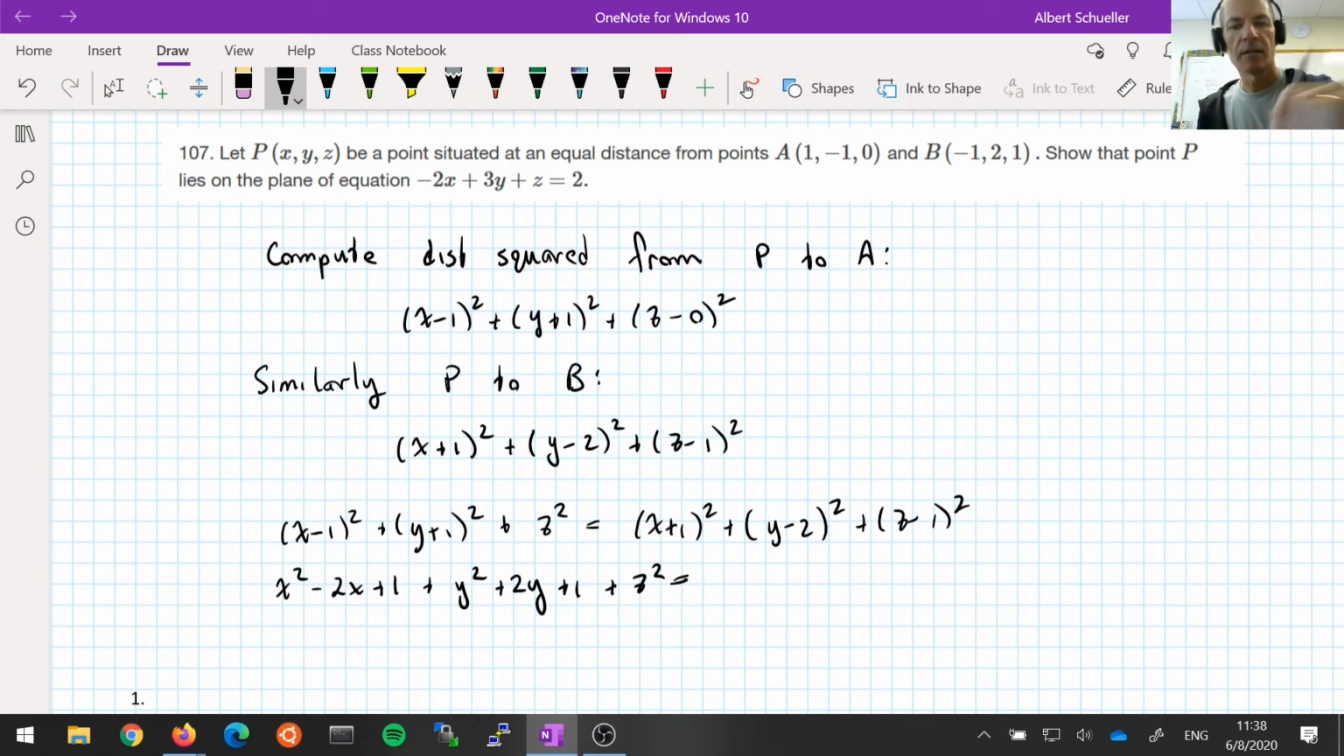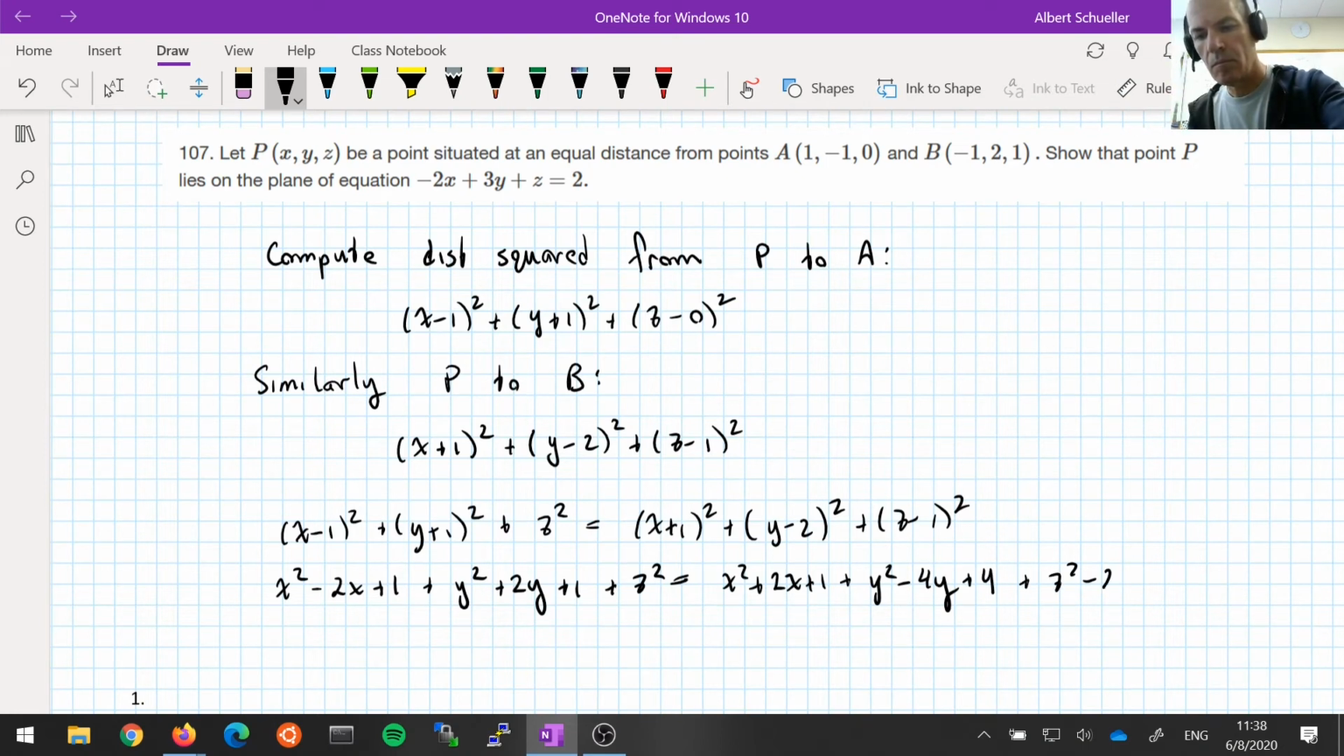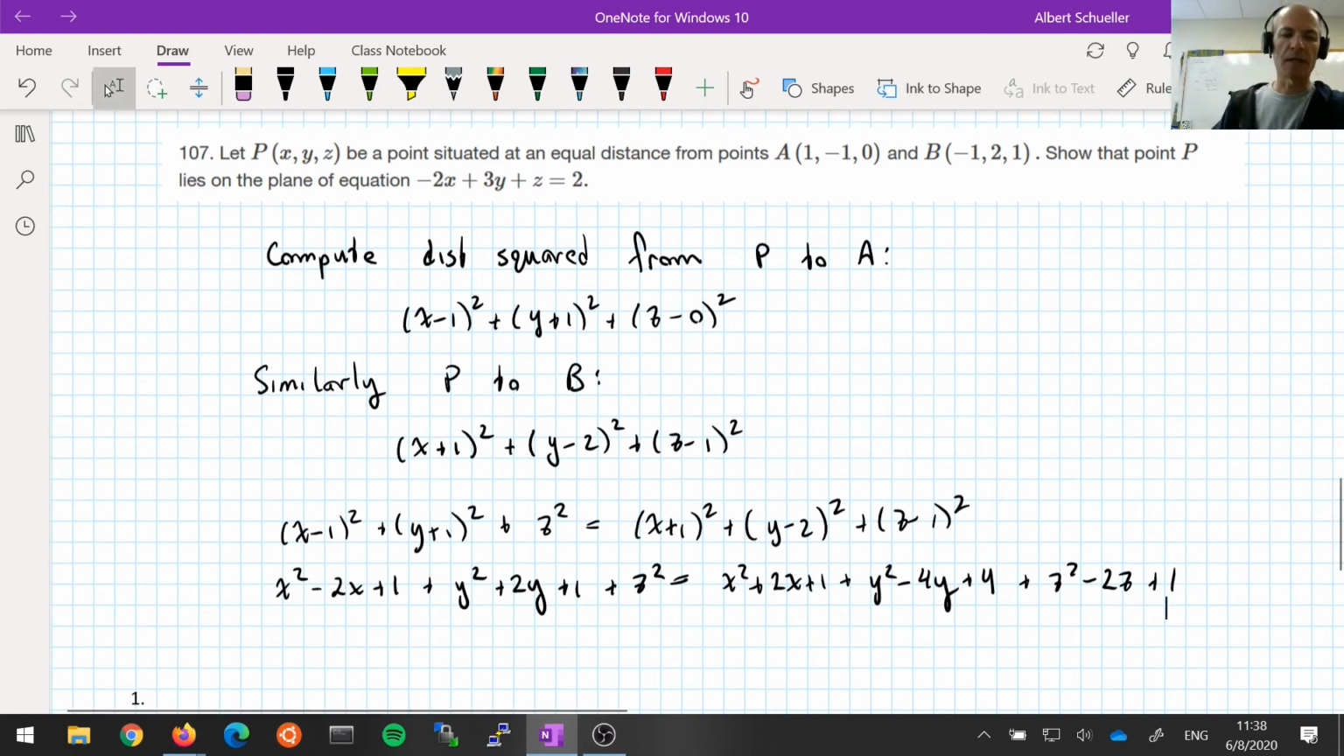There's the left-hand side. Expand out the right-hand side. Let me just check my work here. x squared minus 2x plus 1, y squared plus 2y plus 1, and z squared. x squared plus 2x plus 1, y squared minus 4y plus 4, and finally z squared minus 2z plus 1. And as I suggested, these square terms are all going to go away.